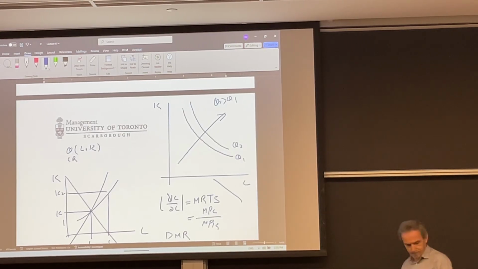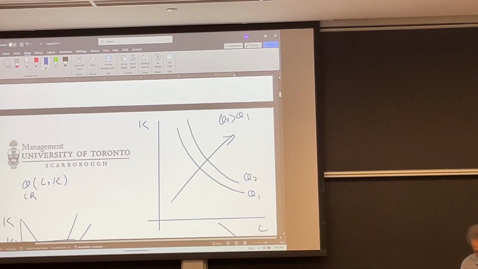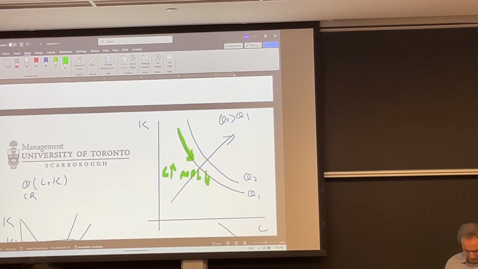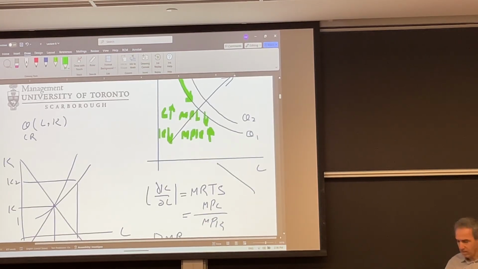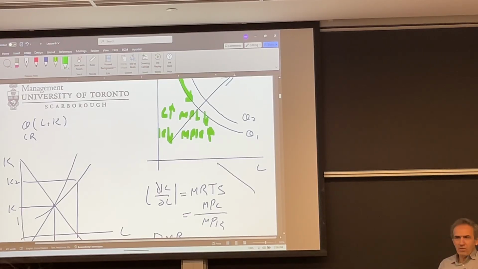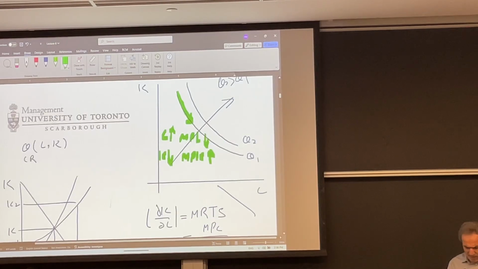If you move along the isoquant this way, L is going up and MPL is going down, that's DMR. K is going down and MPK is going up, that's DMR. That means MRTS is falling. Make sense? That is the reason you get a convex, smooth, divergent isomap. That basically tells you DMR holds for both inputs. Make sense? Okay, I can go beyond.